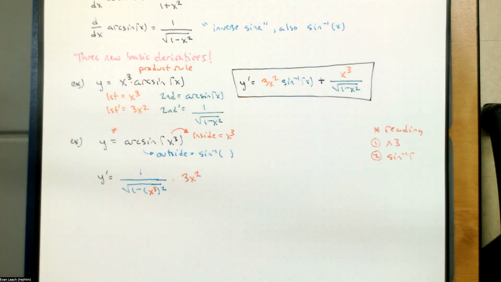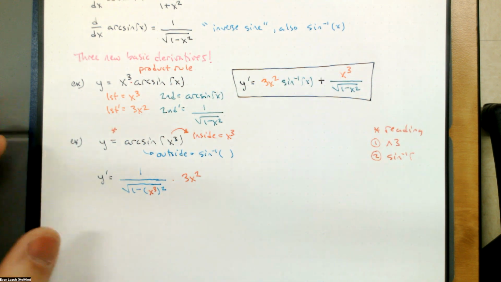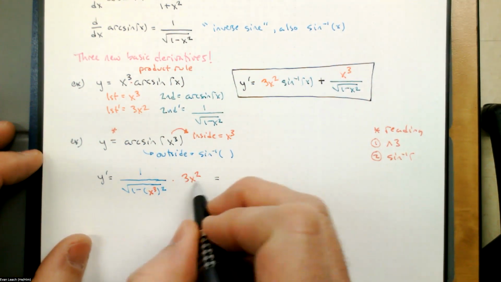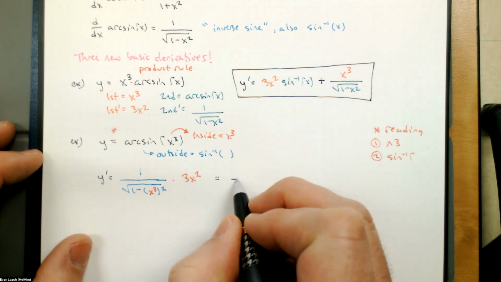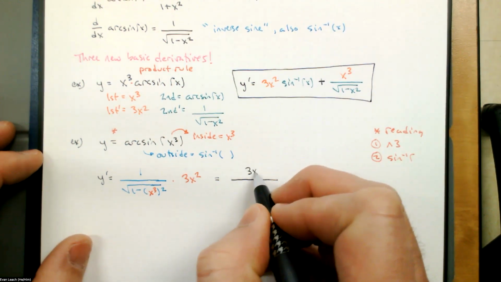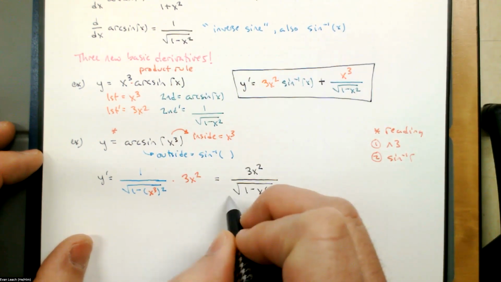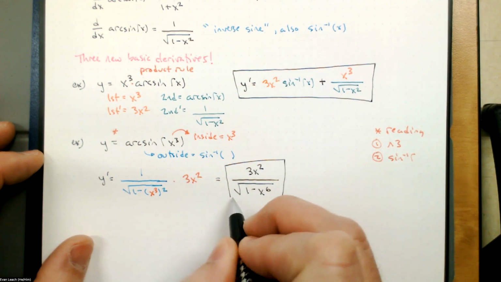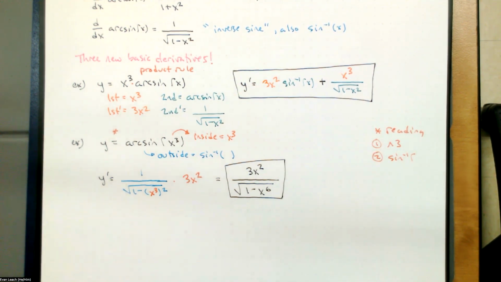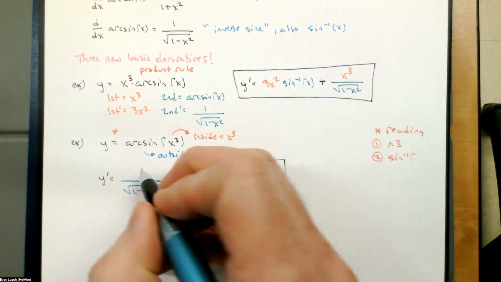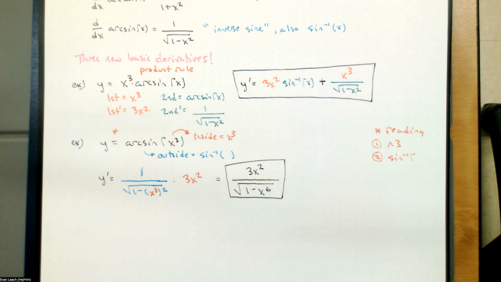I've got an x cubed squared. That needs to be turned into an x to the 6th. And I've got a 3x squared with a numerator of 1. So I'm just going to put the 3x squared into the numerator. And this will be the square root of 1 minus x to the 6th. Just taking the chain rule and using it, the chain rule and our new basic derivative.